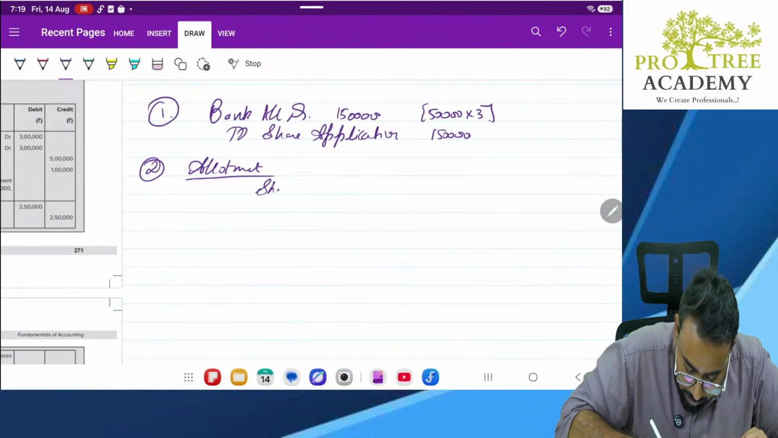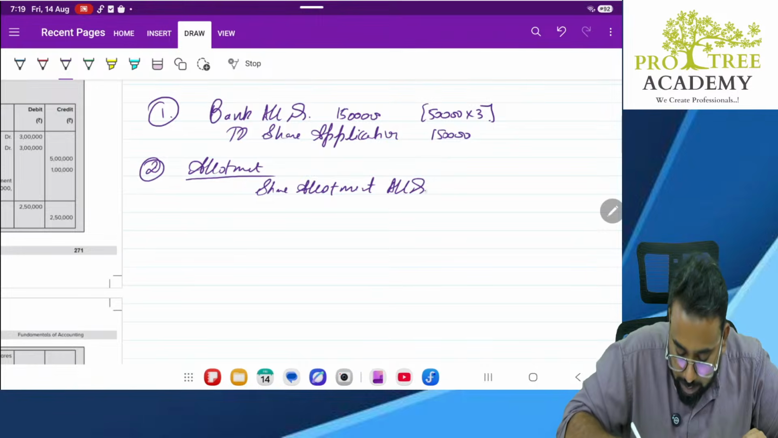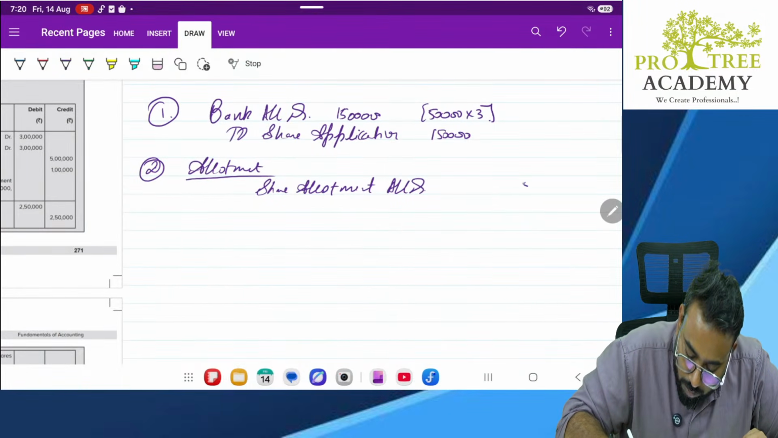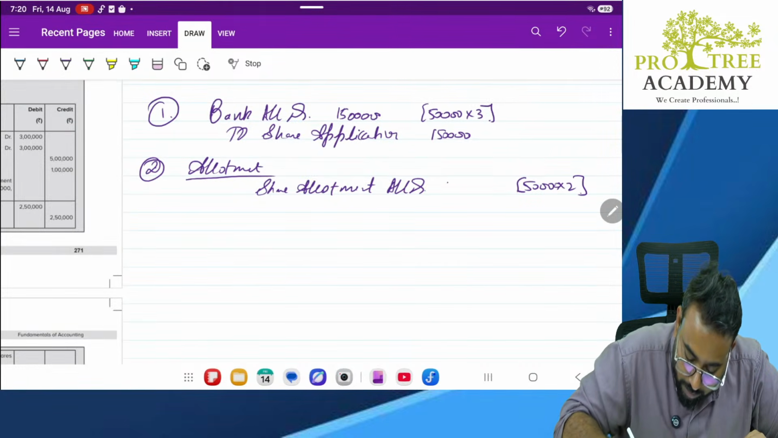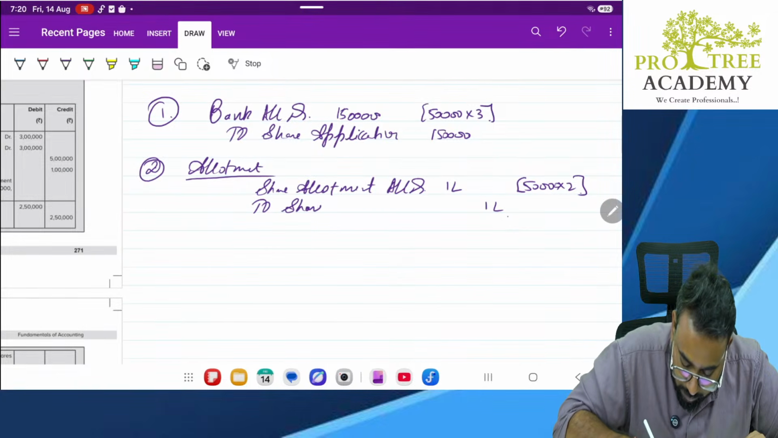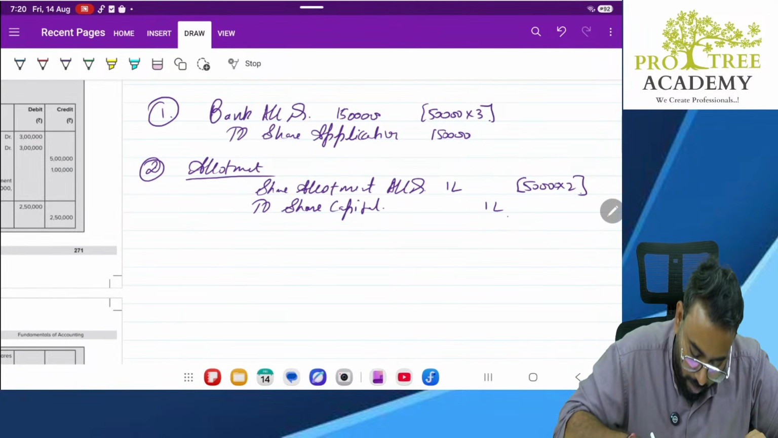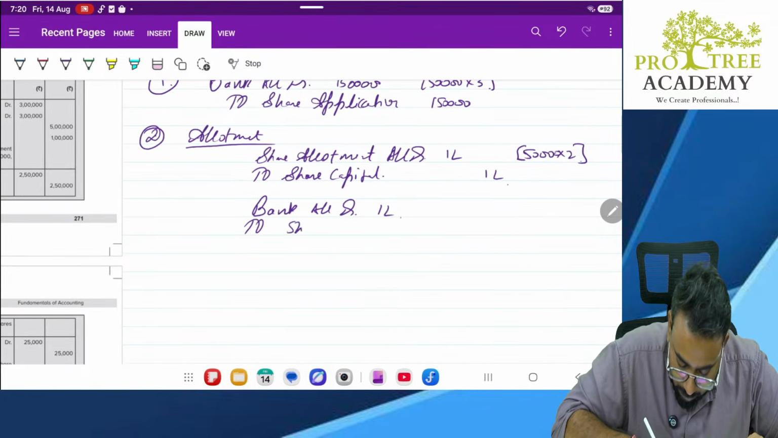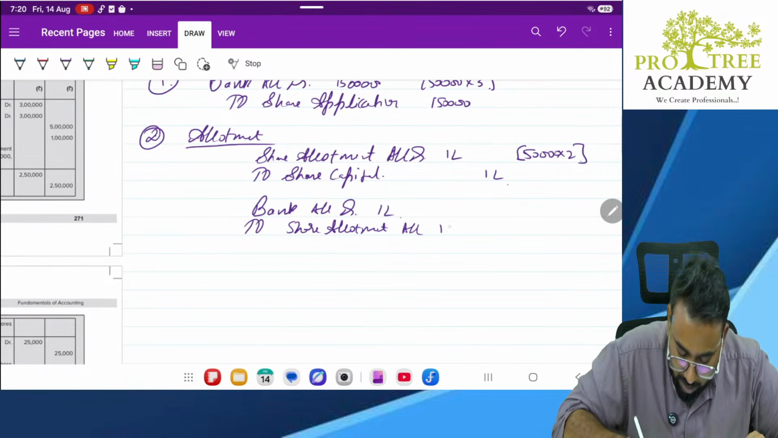So share allotment account debit. How much are you receiving? Sir, we will receive 2 rupees. Very good. So 50,000 into 2, that will be 1 lakh. To share capital, you will receive the money. Yes, sir. So bank account debit 1 lakh, to share allotment account 1 lakh.